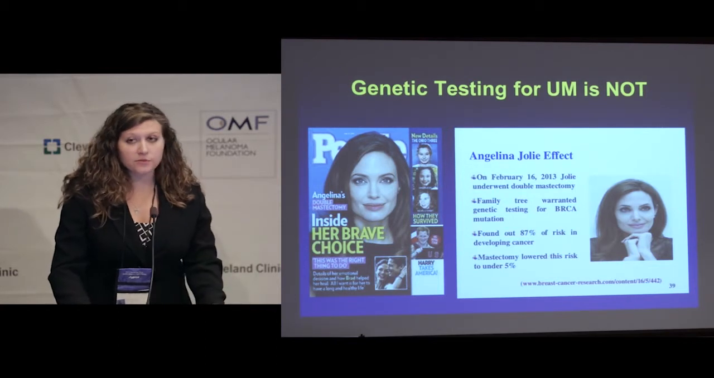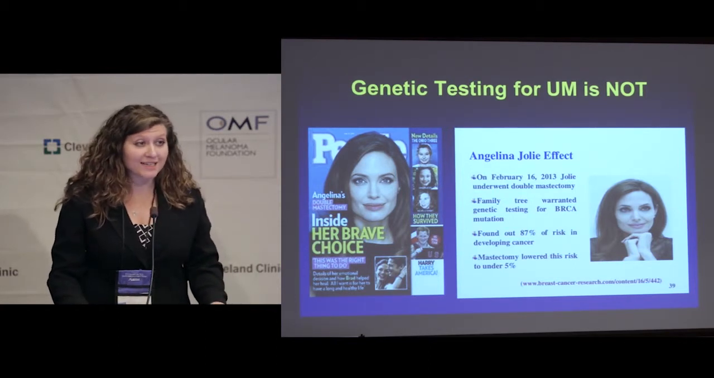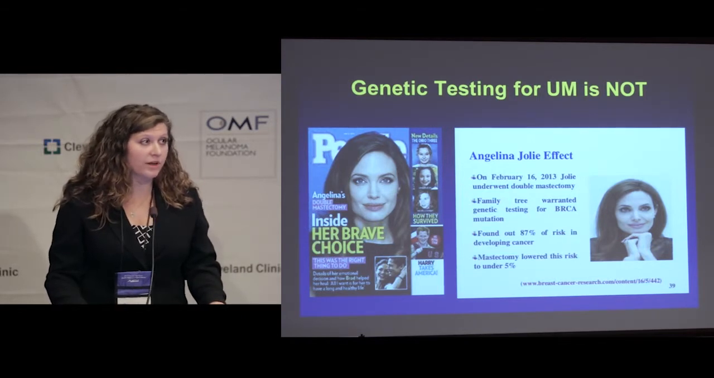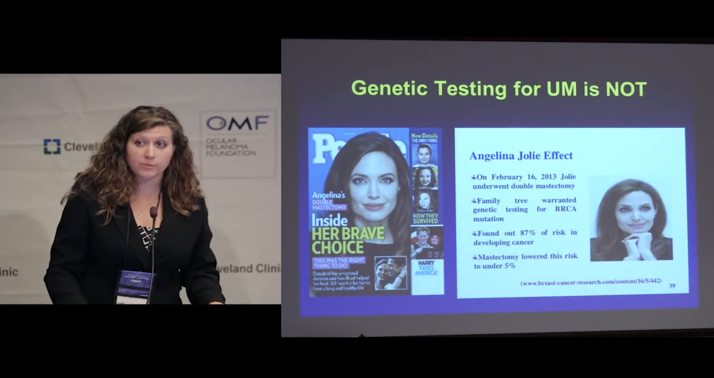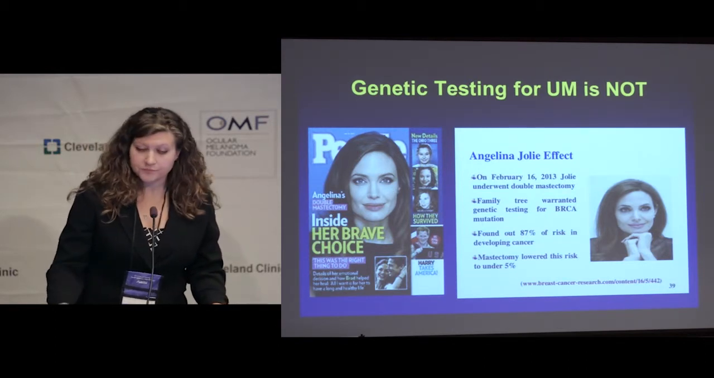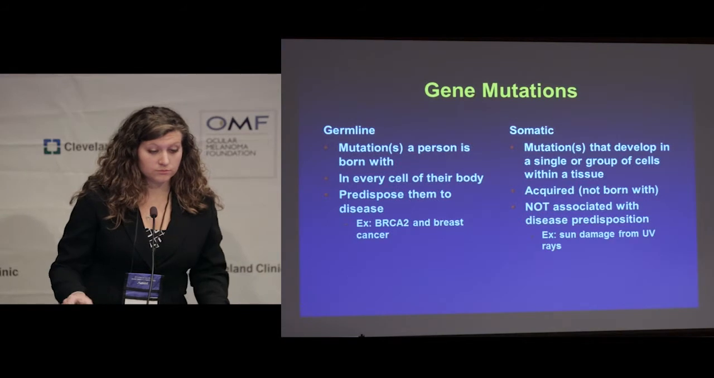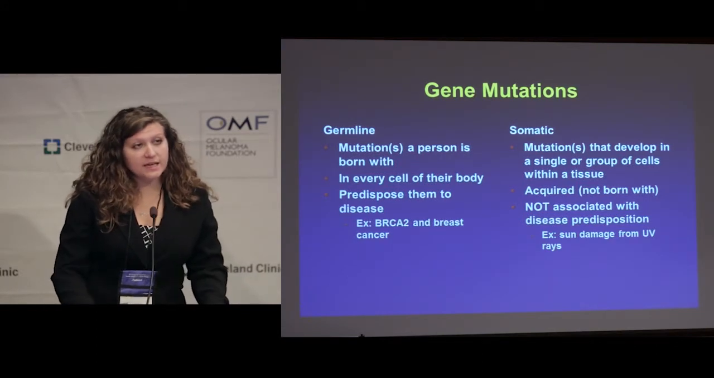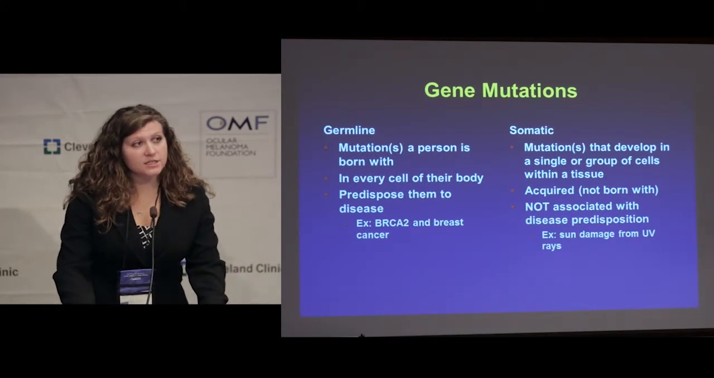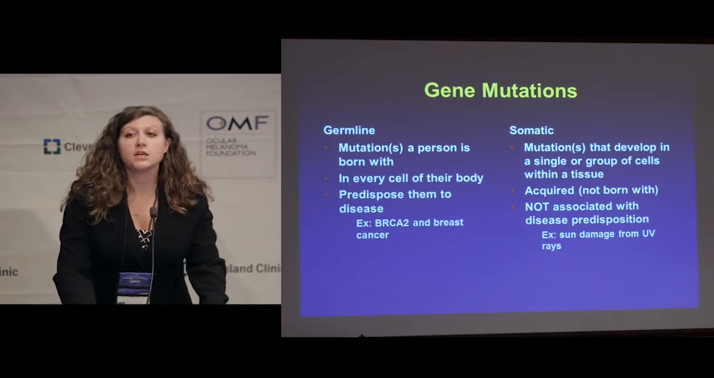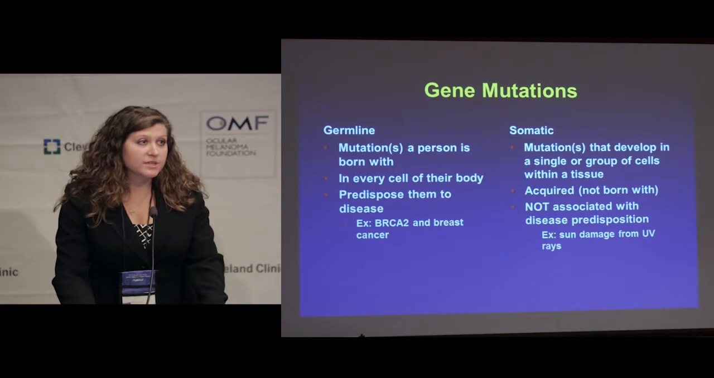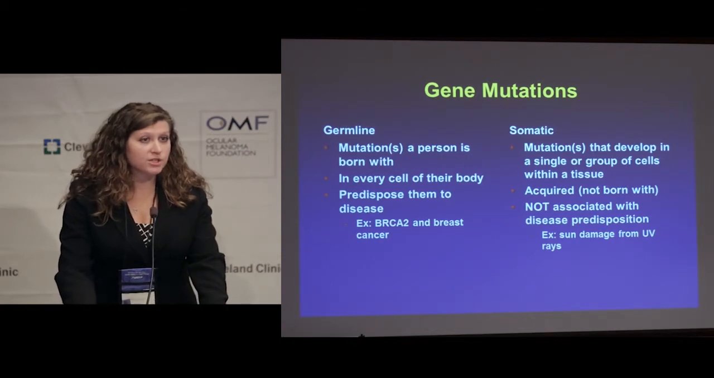The testing for uveal melanoma is solely prognostic testing. It is not testing that is able to tell us whether or not family members have that risk for developing uveal melanoma. And the reason for that is because, again, going back to the genes and the mutations that we're looking at when we do the testing. Angelina Jolie had a mutation in a gene called BRCA2.